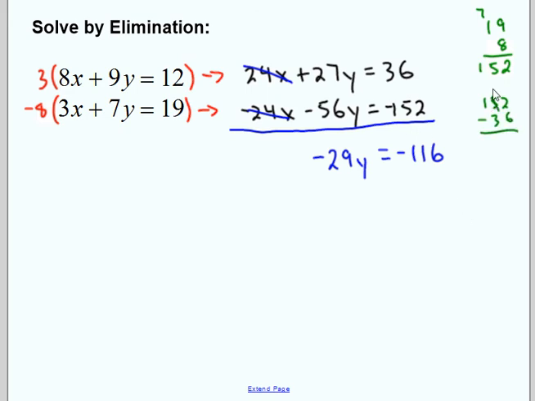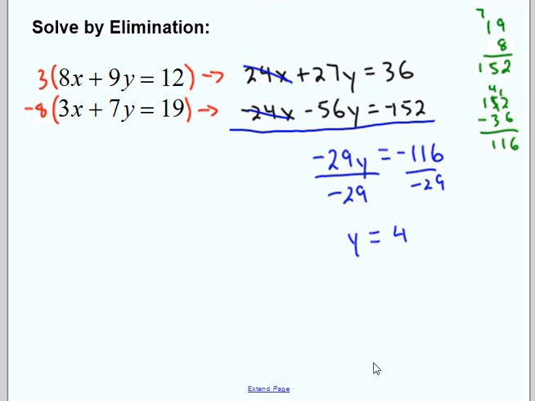So I'd have to borrow from the 5. It becomes 4. 12 minus 6 is 6. 4 minus 3 is 1. Then bring down the 1. That's how I get the 116. Okay, and then I'll divide both sides by negative 29. And y should be 4. Okay, so 29 goes into 116 4 times.